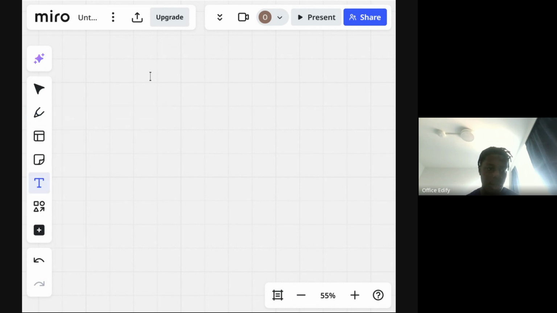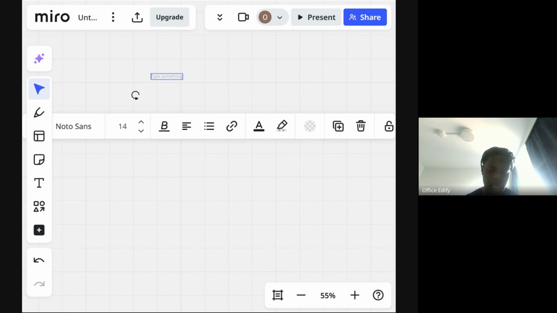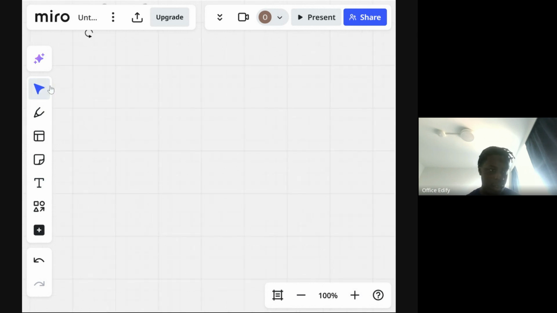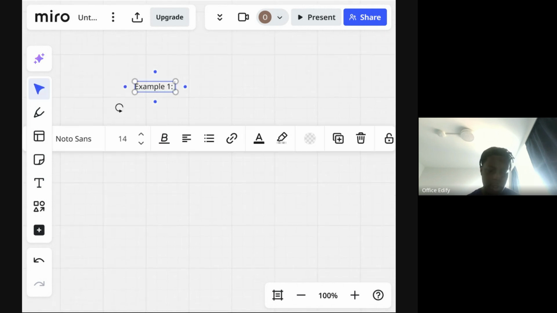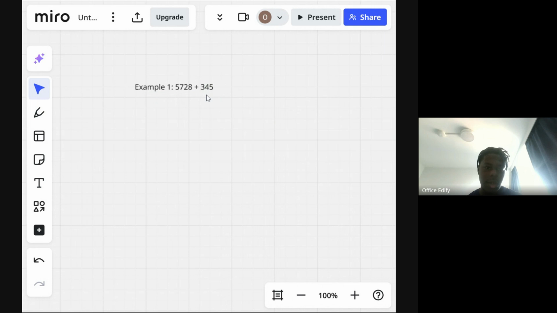The first example, which I'm going to call example 1, is 5,728 plus 345. The first thing I'm going to do with this question is rewrite it in columns with one number on top of the other. So in this case, 5,728 on top of 345.